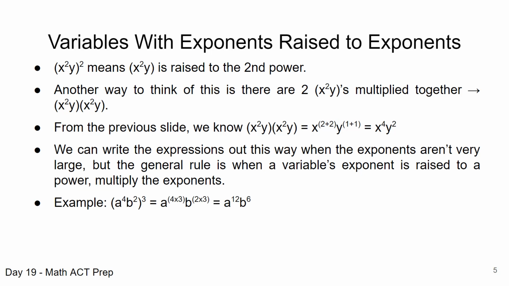So in general, all we have to do is multiply each of the exponents within the parentheses by the power that we're raised to. So in this case, with the a to the fourth b squared, we're going to multiply the 4 times 3, giving us a to the 12th, and the 2 times 3 on the b, giving us b to the 6th. So we have a final answer of a to the 12th, b to the 6th.